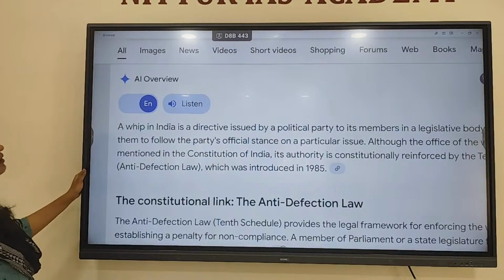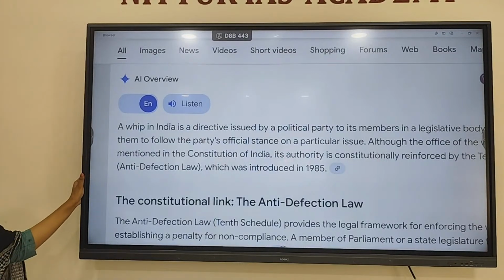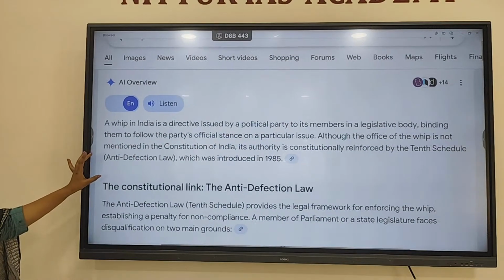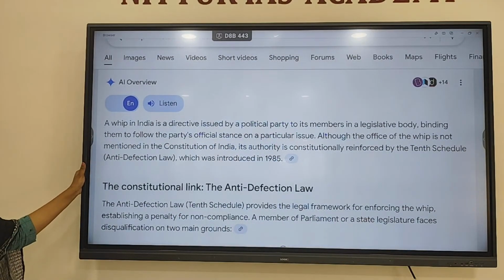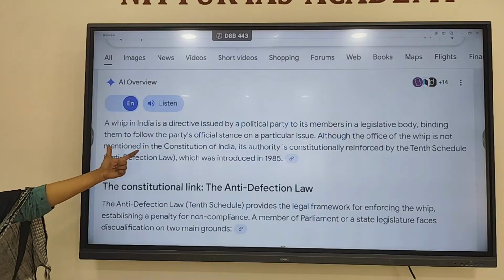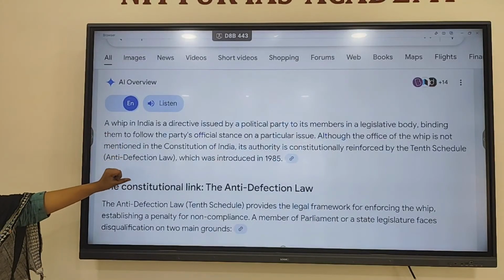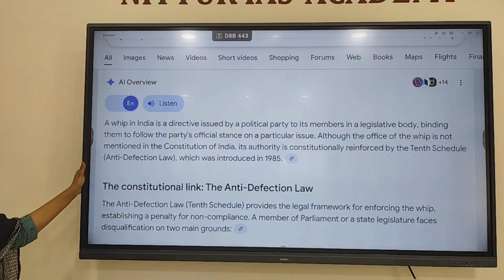What is whip? A whip in India is a directive issued by the political party. Every political party is having the chief whip. And this political party will issue the instruction to the members, either an MP or else MLA, MLCs. Although the office of whip is not mentioned in the constitution, this was introduced in 1985 with the help of the 10th Schedule, that is the anti-defection law.